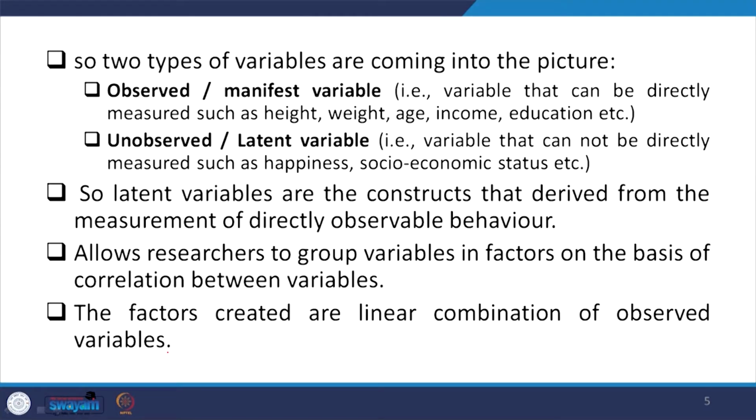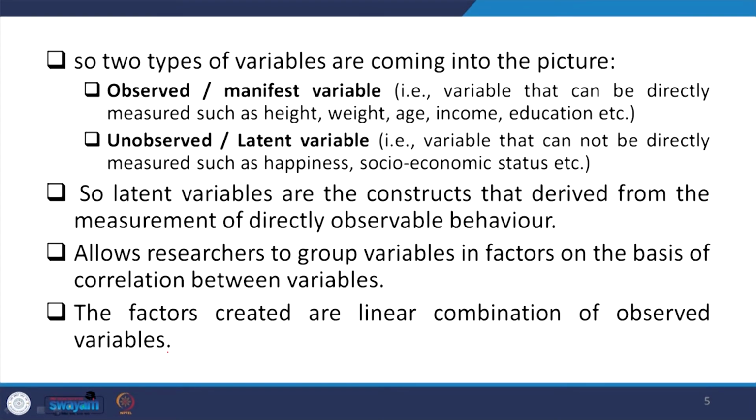So, two types of variables are coming into the picture: one is observed, another is unobserved. Observed variables are those which can be manifested or actually studied, where we can have direct measurement. For example, height of a person can be directly measured, weight, age, income, education, okay. Even caste can be understood, gender, okay. Those variables can be easily understood.